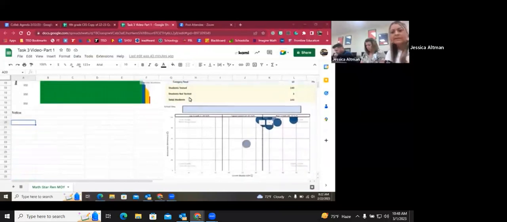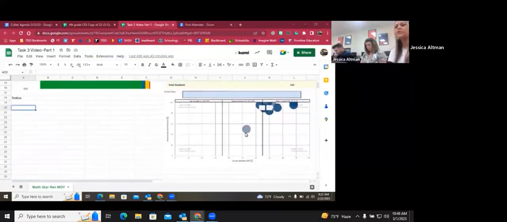Then you will see the circle chart as well. If you look, pretty much we have those clustered. We have a couple higher outliers, and then that one, like we said, that falls in the typical growth is our special ed population, but they are still typical. They're making that growth.